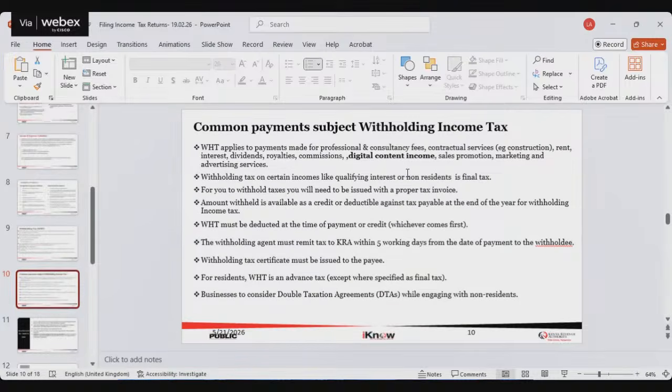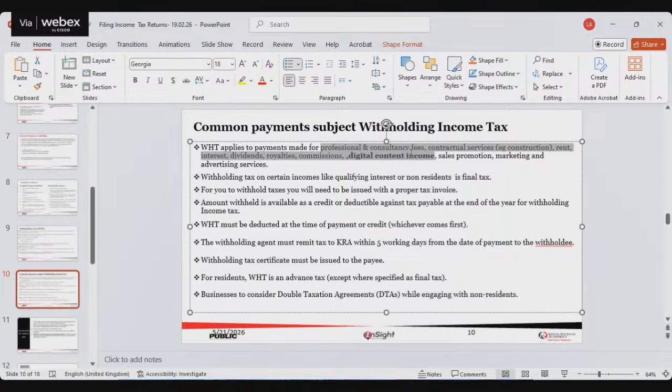So what are the common payments subject to withholding tax? I've tried to outline all of them here, but a good example is professional and consultancy fees, that relate mostly to audit fees and legal fees. I've also talked about qualifying interest, and I've said for that person who is receiving qualifying interest, whatever has been withheld is final.